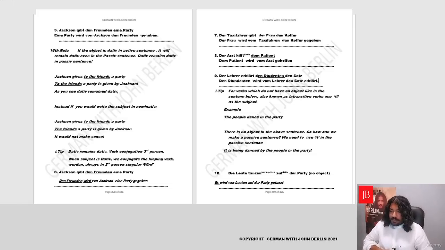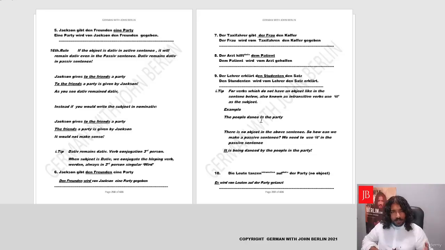Okay, now moving forward. For verbs which do not have an object, also known as intransitive verbs, use it as the subject. Now, certain verbs in German do not have an object altogether. Like, for example, I clap. That's a simple sentence without an object. People dance in the party. Now, there is no direct object. There's simply a preposition, in the party. So verbs with movement and all, they don't really have a direct object. They have directly a preposition.